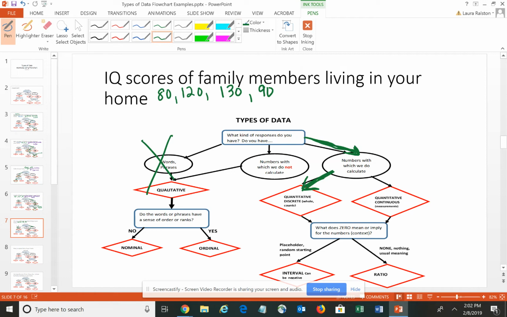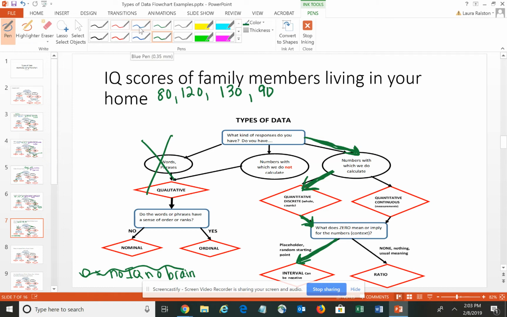And then I want to think about what zero means. It doesn't make sense to say that zero means you have no IQ or no brain. Okay, that doesn't make sense. That's like crazy. So in this case, the zero is simply a placeholder. It's where they began scoring the test. Okay, so IQ scores are at the interval level. It's just a random starting point.